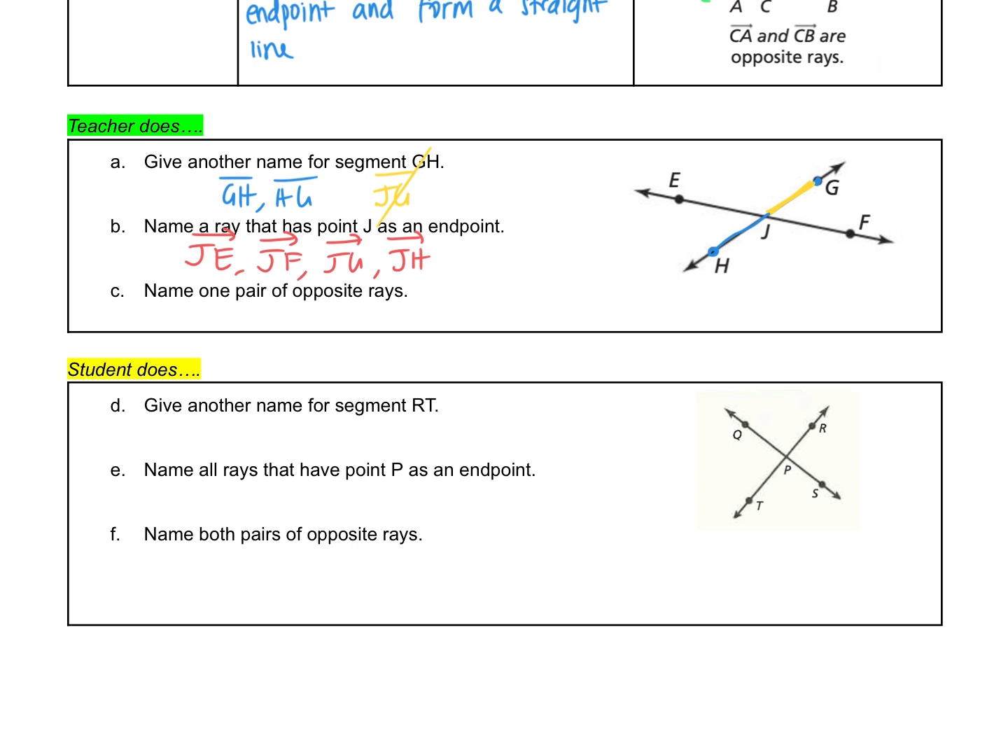And then opposite rays, we can see in the picture. Opposite rays form a straight line. So there's a pair of opposite rays here. That would be JG and JH. And then there's another pair of opposite rays there, which I'm not going to list.